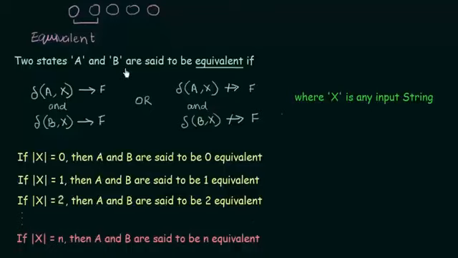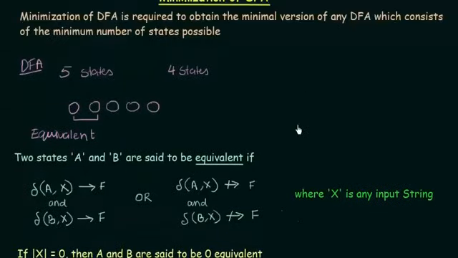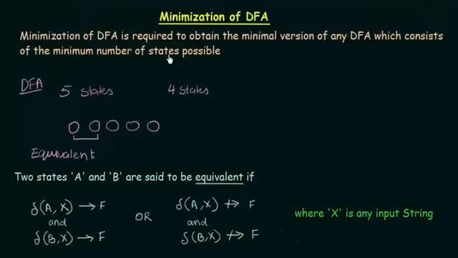And we already studied when two states A and B are said to be equivalent. It is with these conditions. When on seeing a particular input string x, both A and B either go to the final state or do not go to any final state, then they are said to be equivalent. And why did we need this equivalence property? We needed it in order to combine the states, in order to reduce the number of states to get the minimum number of states possible, in order to design the minimal version of any DFA.